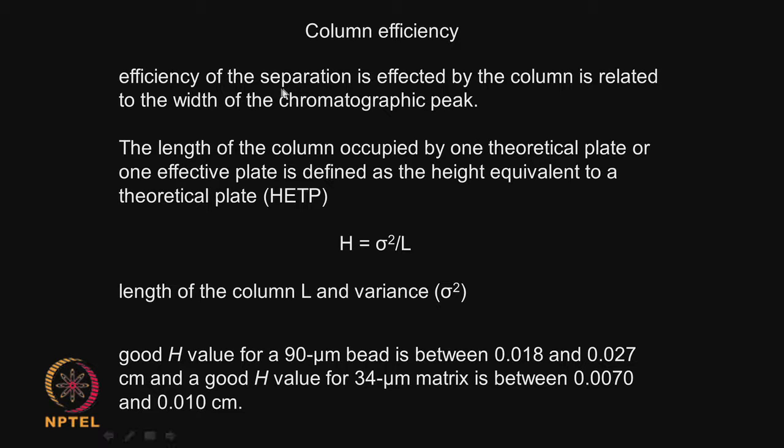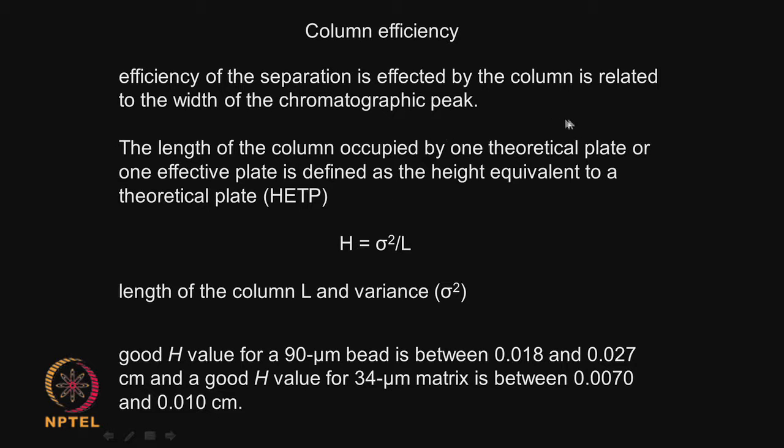So, column efficiency of the separation is related to the width of the chromatographic peak. If the width of the chromatographic peak is large, if I have two peaks and both of them are very wide, then they will overlap one another. So, obviously the column efficiency is very poor. If the width of the peak is very small or very sharp, then you may have a good column separation, that means good column efficiency.